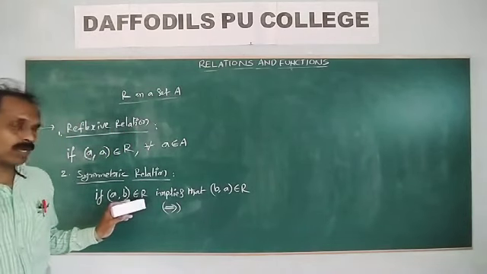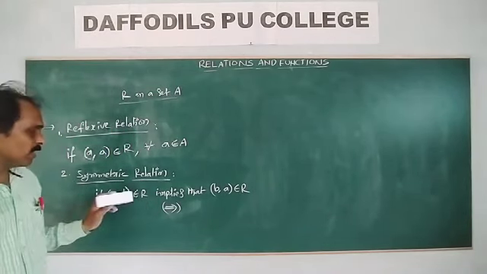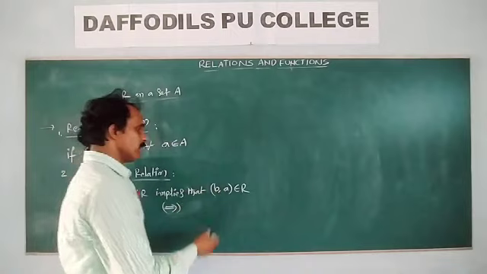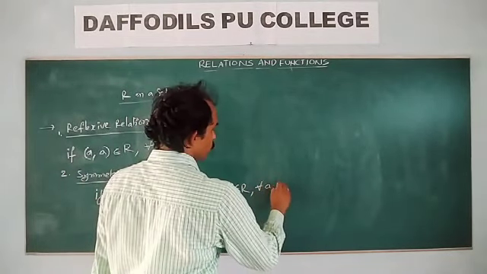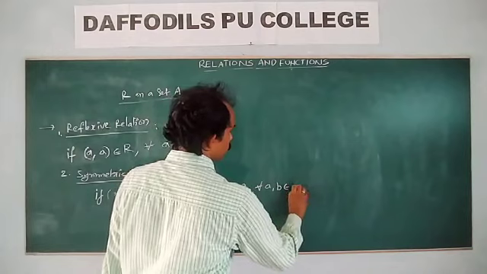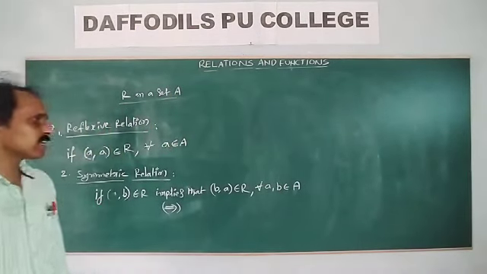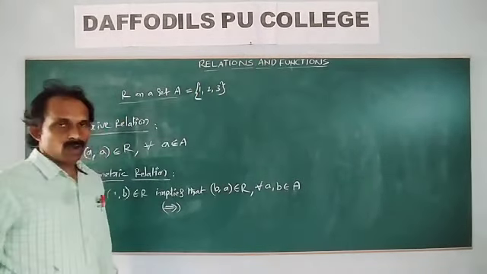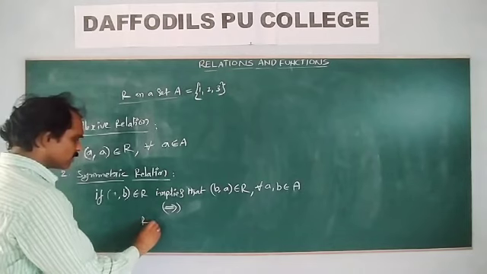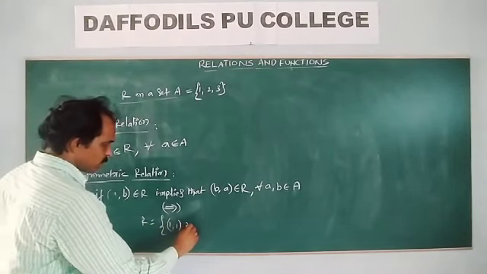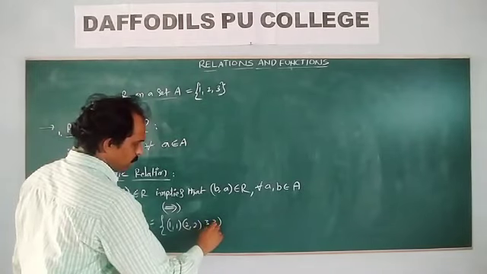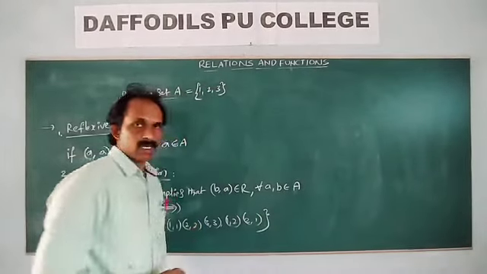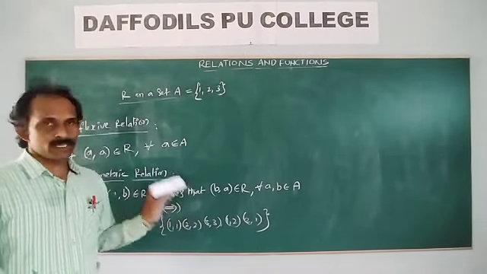If (A, B) belongs to R, where R is a relation, then (B, A) also belongs to R, for each A, B belonging to the given set. Suppose we take the set {1, 2, 3}. Suppose the relation R is {(1, 1), (2, 2), (3, 3), (1, 2), (2, 1)}. (1, 1), (2, 2), (3, 3) is reflexive.